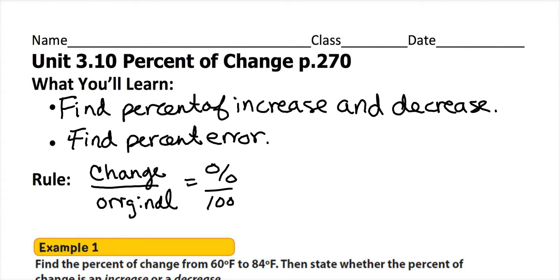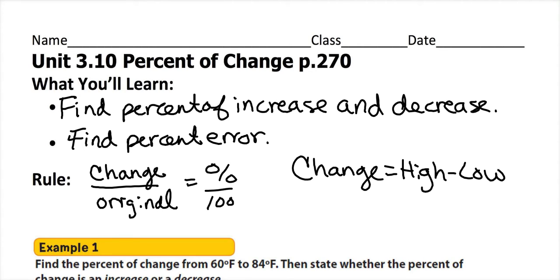And how do we calculate change? The change equals the high minus the low. Okay, so first we're going to figure out what the numbers are changing by, and then it goes over the original number, and that's going to be equal to the percent over 100. So again, percent over 100 will always stay consistent throughout this part of the unit, okay? All right, let's take a look at the next part here.